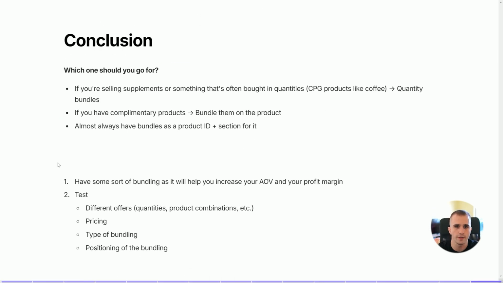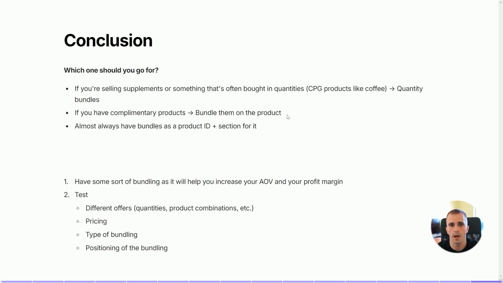So what is the conclusion of this video, and what types of bundle should you have for your case? If you're selling supplements or something that's often bought in quantities, CPG products like coffee, food, or whatever, it doesn't have to be CPG, but if it's really convenient to buy it in quantities, you want to have quantity bundles. The first example that we had, from the supplements brand Obvi, will really help you with increasing your AOV. And if that's not the case, but you still have complementary products that can go very well with your main product, you can bundle them on the product page, the second example that we had.